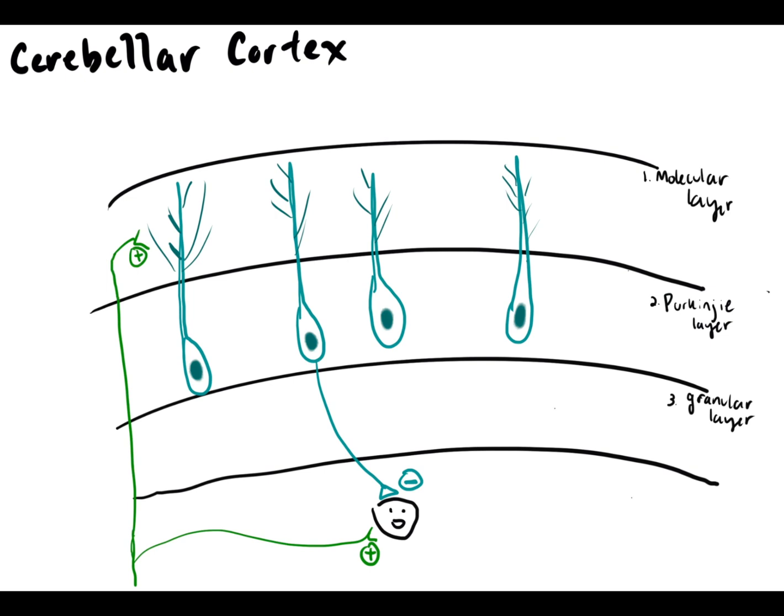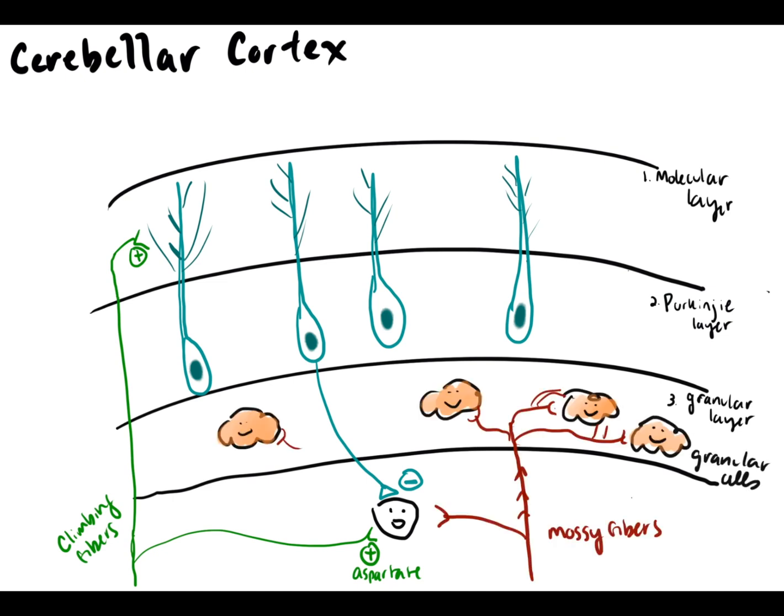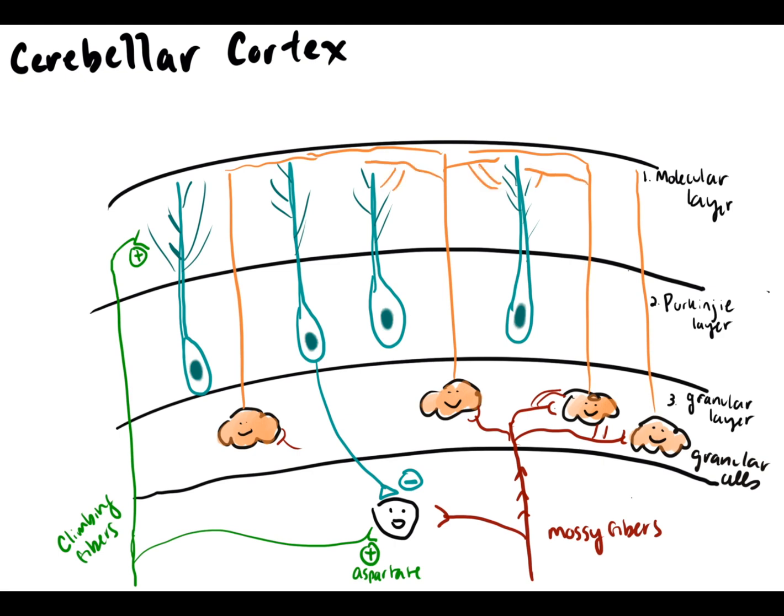Then you have climbing fibers. They come from the contralateral olivary nucleus, and they directly stimulate the Purkinje cells. And all other inputs to the cerebellum go through mossy fibers. These then stimulate the granule cells in the granular layer, which go up to the molecular layer, creating parallel fibers and stimulating with glutamate the Purkinje cells.